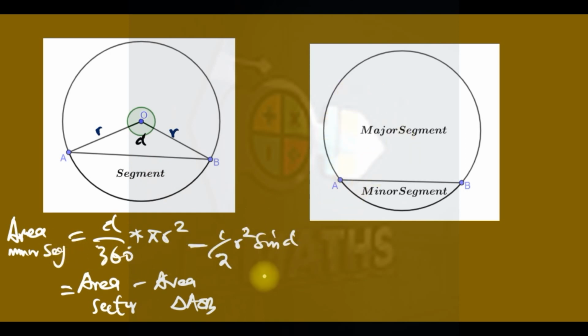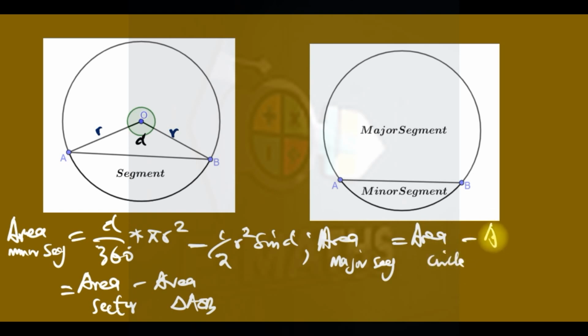If you want to get it for the major segment, it's very simple. For major, it's just the area of the circle minus the area of the minor one. Once you know the minor segment, you subtract its area from the area of the circle, and you now get your area of the major segment. So that's it.